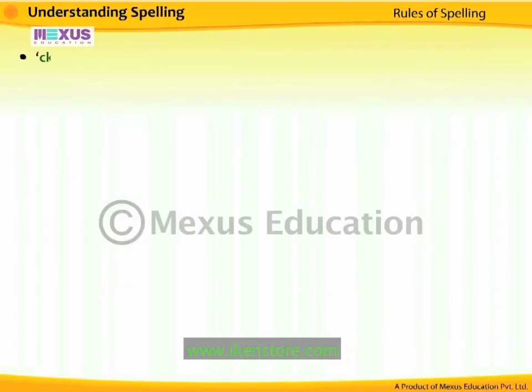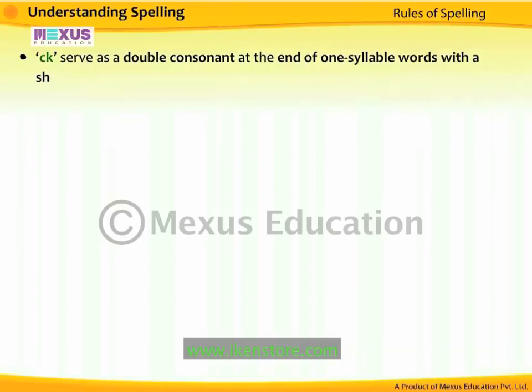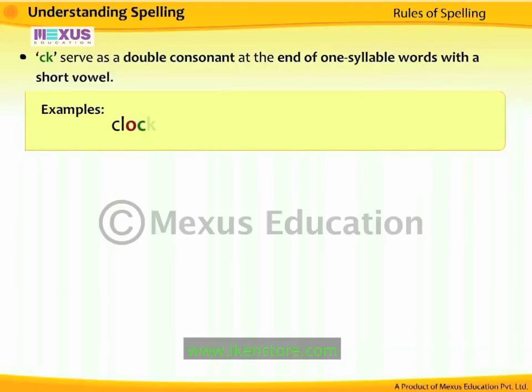C, K serve as a double consonant at the end of one-syllable words with a short vowel. For example, C, L, O, C, K, clock. T, I, C, K, tick. S, L, A, C, K, slack. K, I, C, K, kick, etc.